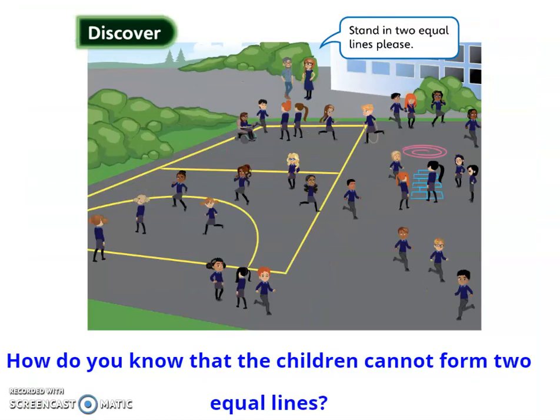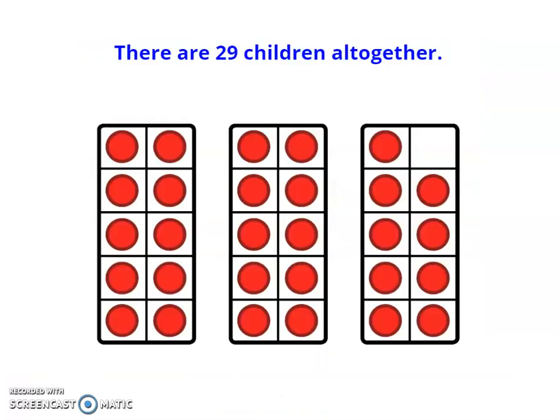So let's look at question 1a. How do you know that the children cannot form two equal lines? Well, we can see from the image that there's 29 children in total. And when we think of that number, we can tell that 29 is an odd number, and that odd numbers cannot be halved. They cannot be divided by two equally. We cannot divide that number equally. It means we're going to have some left over if we're going to divide them into equal groups.